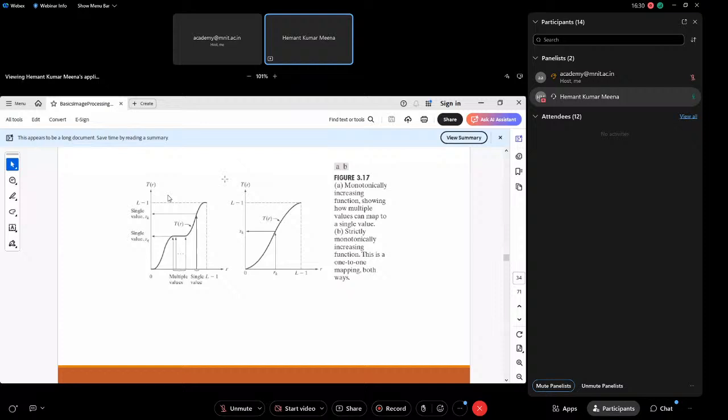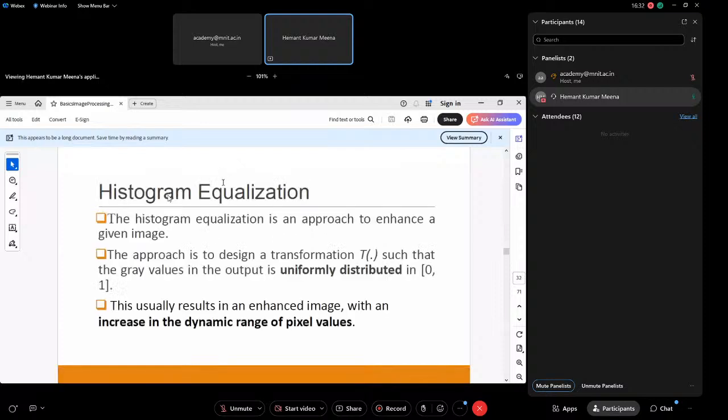Just recalling the earlier concept that at some places histogram stretching is not a good option, but histogram equalization is. See here what we are saying: we are making the intensity values uniform.